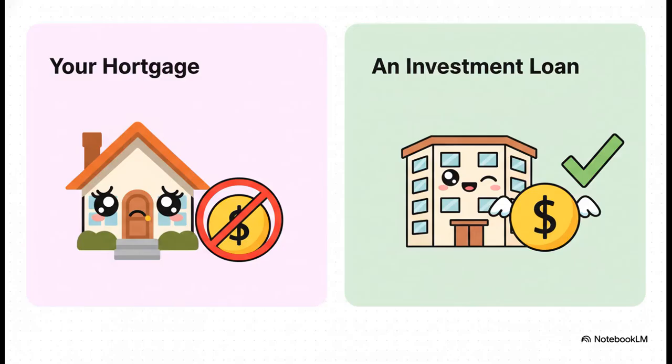The whole concept really boils down to this one simple distinction in Canadian tax law. The interest you pay on your personal mortgage, you get no tax break for that. But the interest on a loan you use to earn income, like from a rental property, that is tax deductible. So the goal here is to strategically convert that non-deductible debt into deductible debt.